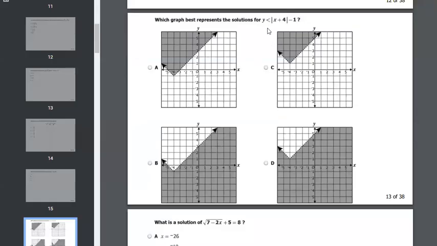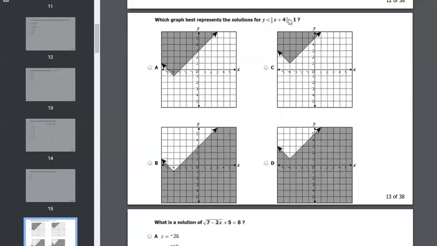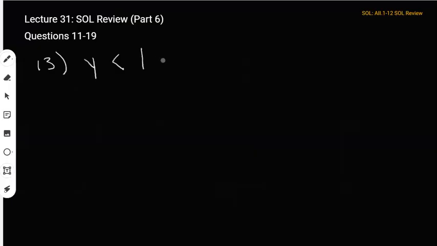Okay, let's do 13. For this one, I've got y is less than the absolute value of x plus 4, minus 1. And we can graph this.